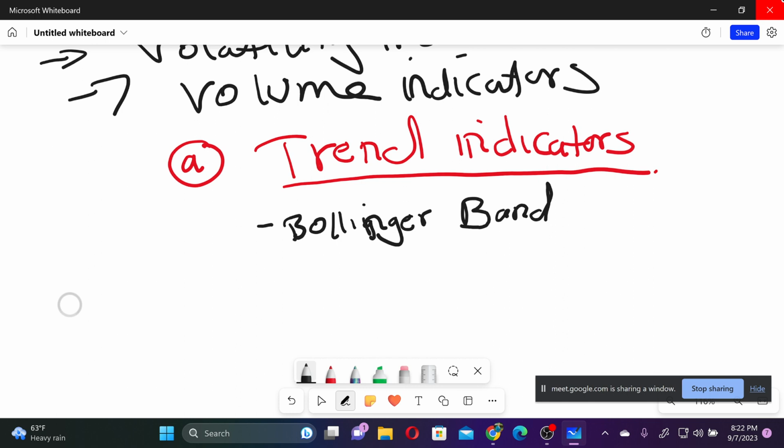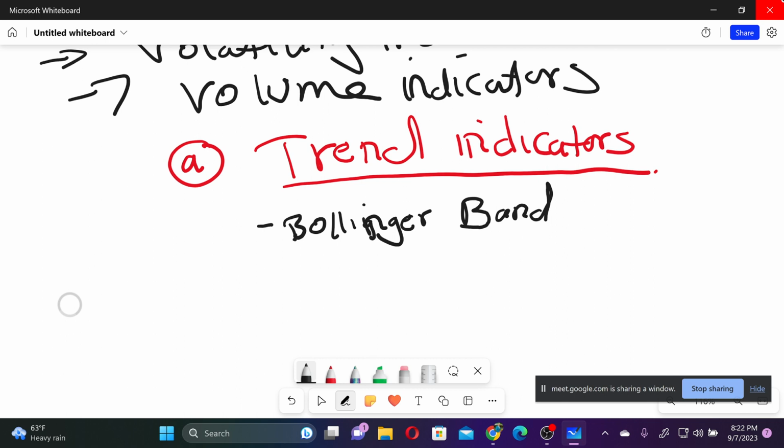Now there's something like the Bollinger Band, which will be helping us with the trend, and you will understand more about this Bollinger Band. So we have something like the moving average. You have heard of that. I will be showing you how the moving average works.